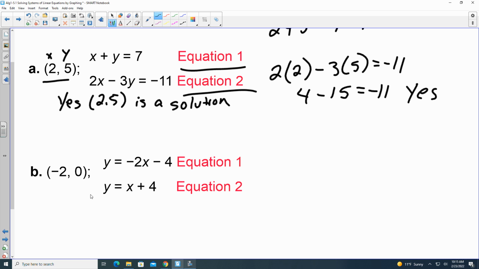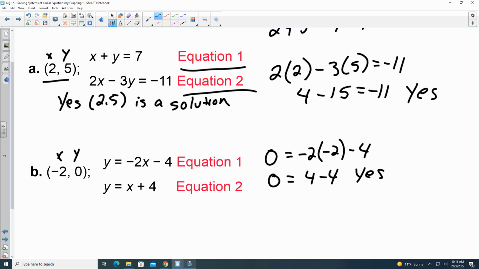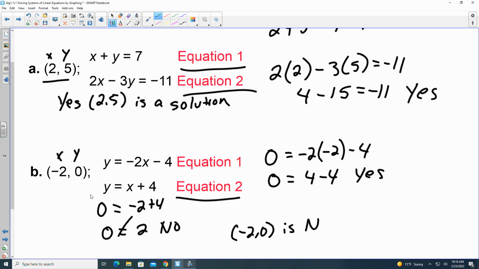Looking at example B, same thing. This is my x, this is my y. Let's see if it works for equation 1. So y is 0. This is going to be equal to negative 2 times negative 2 minus 4. So 0 is equal to 4 minus 4. Yes, 4 minus 4 is 0. That's yes. So let's look at equation 2. Now I have 0 is equal to negative 2 plus 4. Is 0 equal to 2? The answer is no. So it did not work for equation 2. So in this particular instance, (-2, 0) is not a solution to the system.